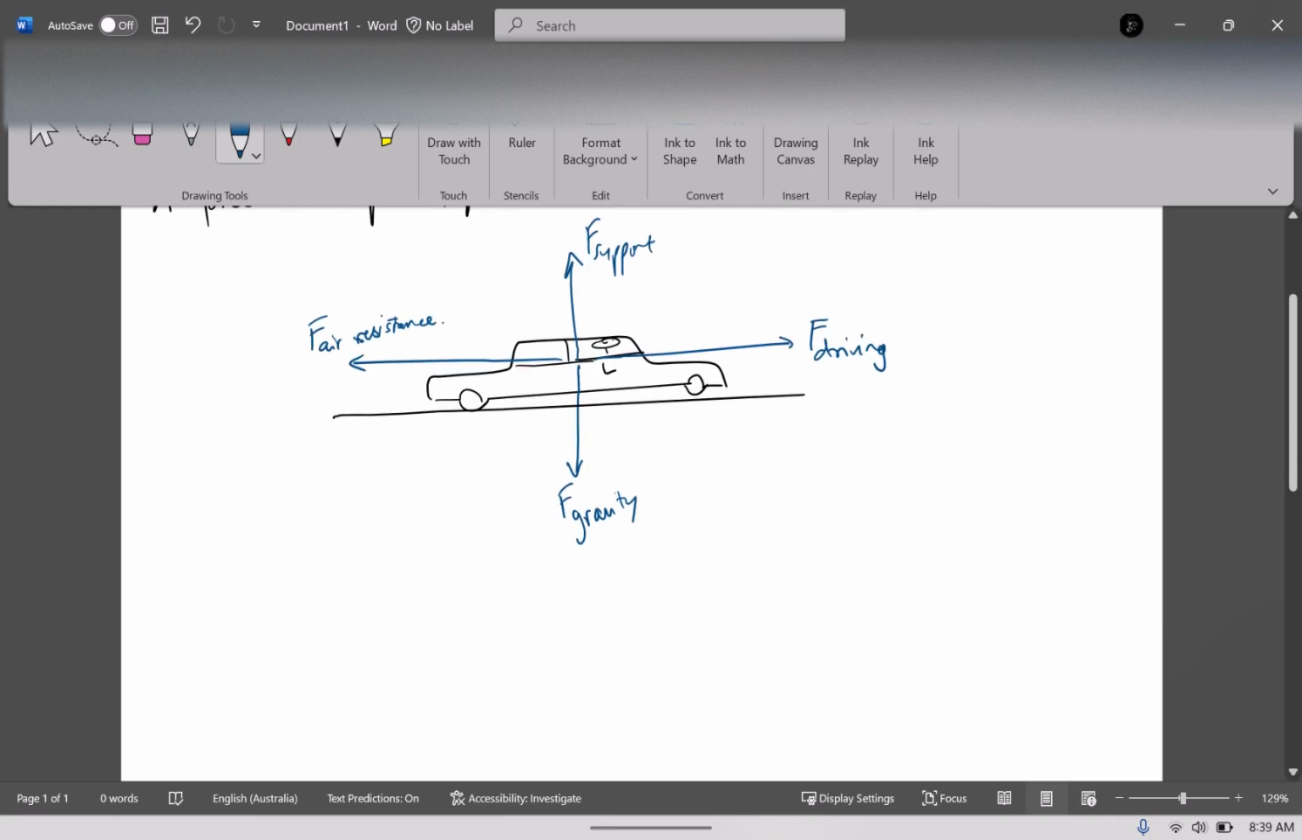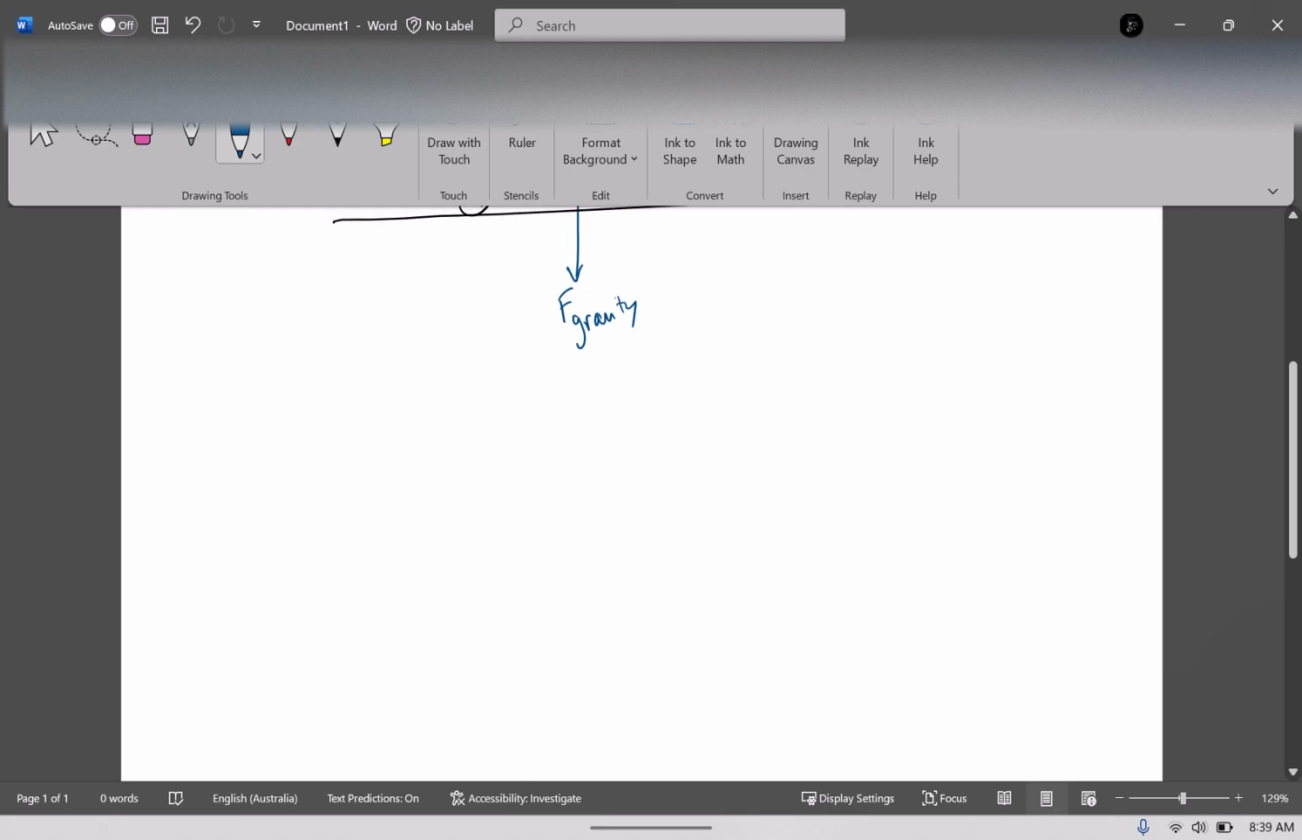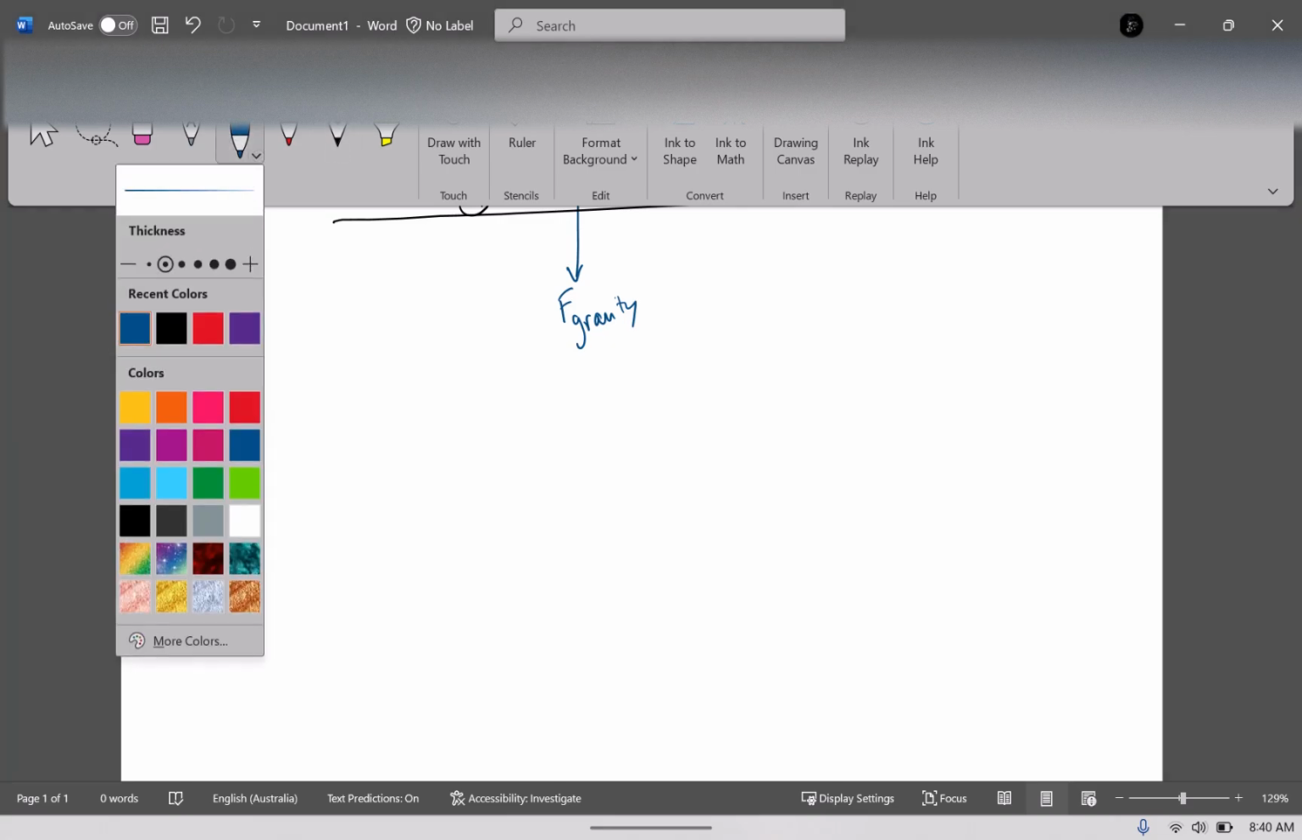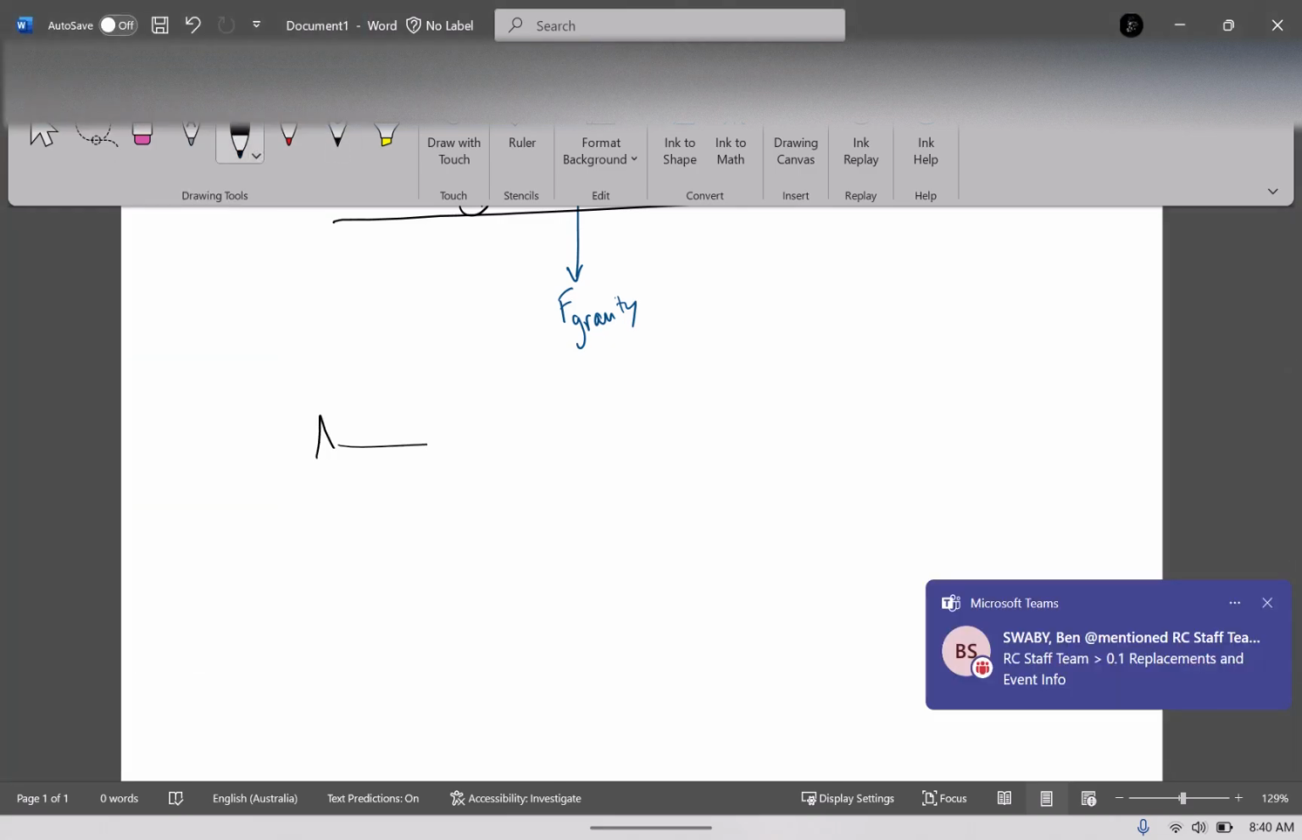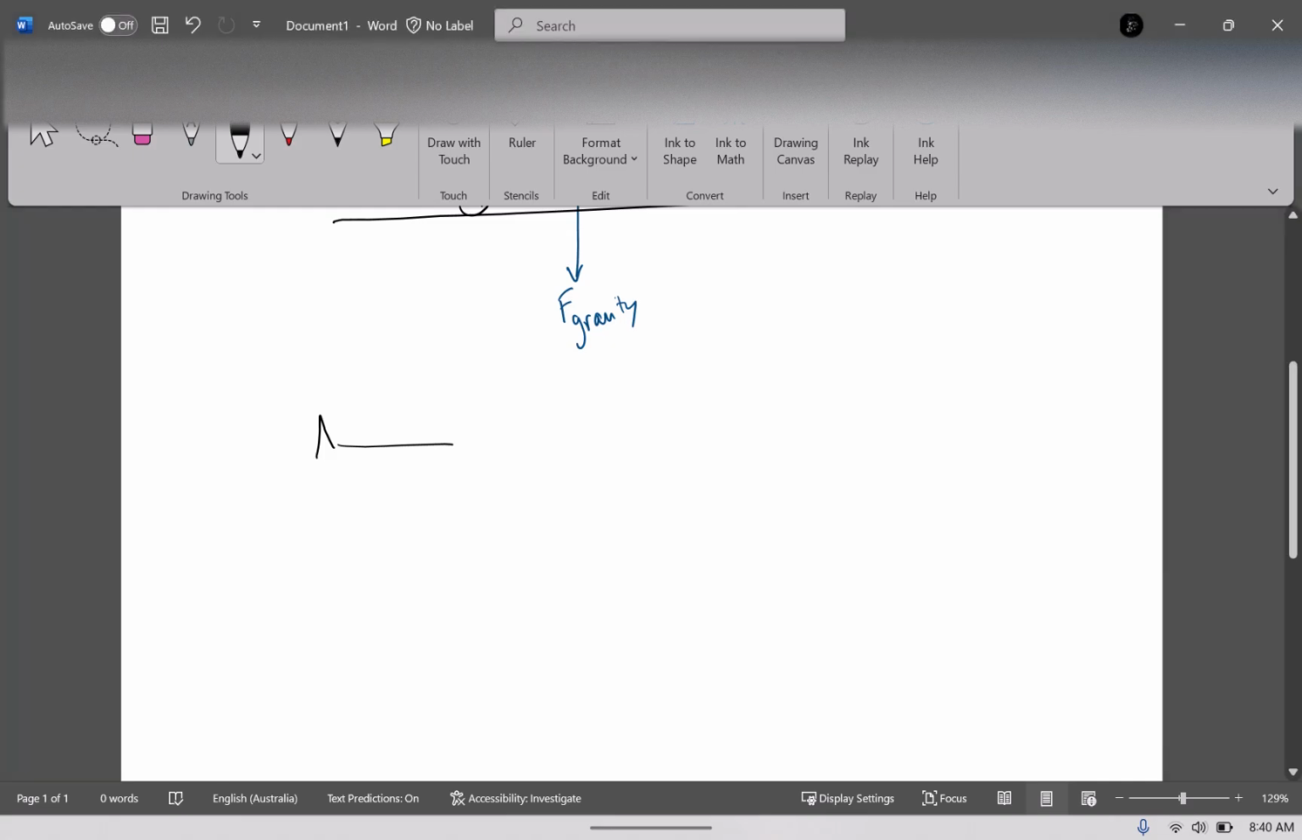Let me attempt to scroll. Here we go. Let's see this one. Let me attempt to draw this. I recommend you do the same. No, not pencil. Let's go black, and thank you. I'm just going to delete that. Let's go.